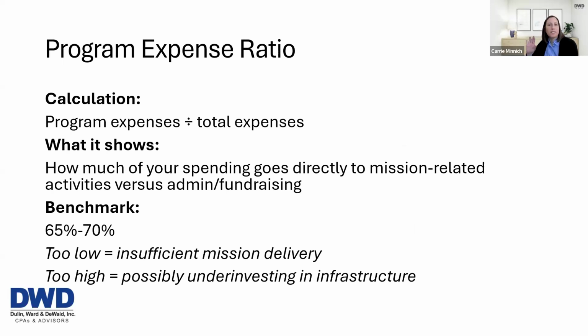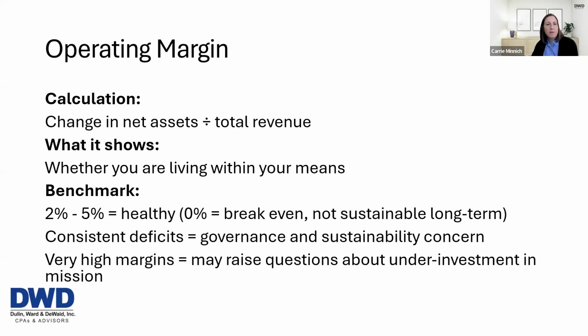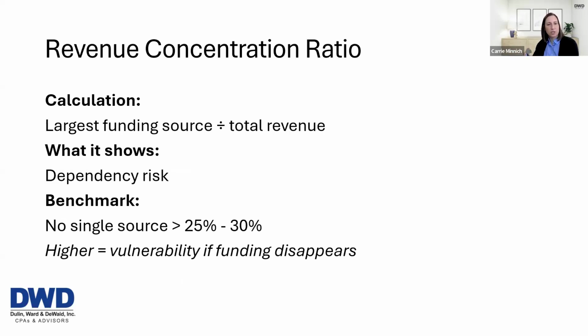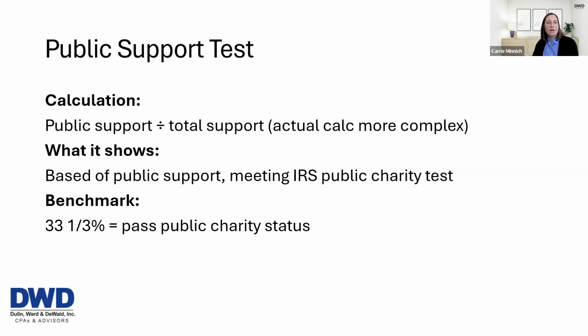The first one, program expense ratio. As you can see, each slide will show the calculation, how you calculate it, what it is actually showing you, and also the benchmark. And again, benchmarks are a guideline. You shouldn't be extremely worried if you're not within the benchmark, but someone always asks, well, what's a good number? So this provides you with that. So we talked about program expense ratio, fundraising efficiency, operating margin, months of cash on hand, which we talked about, the current ratio, revenue concentration ratio, which we talked about, and the public support test.